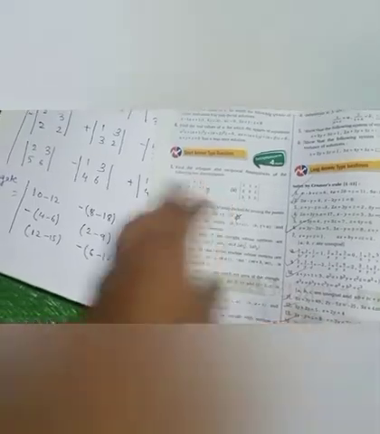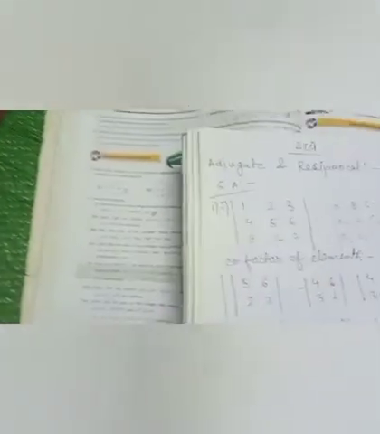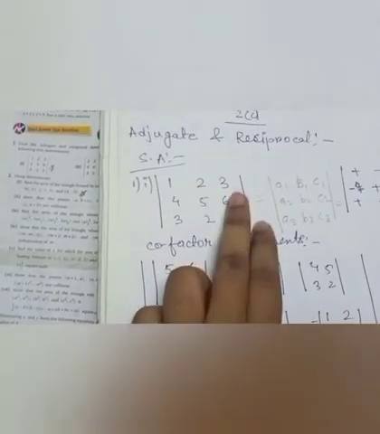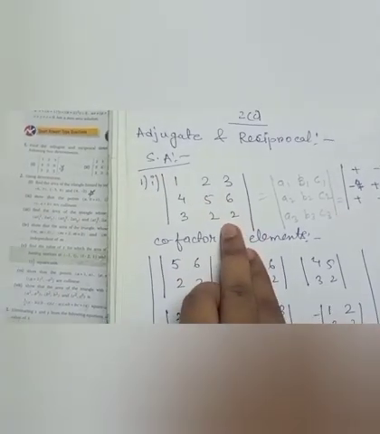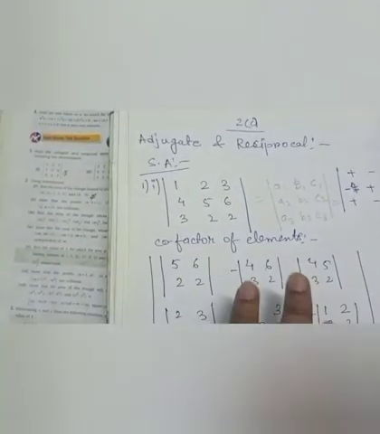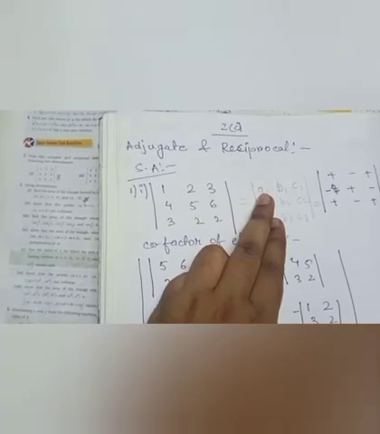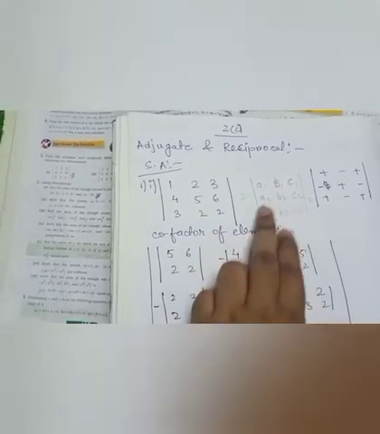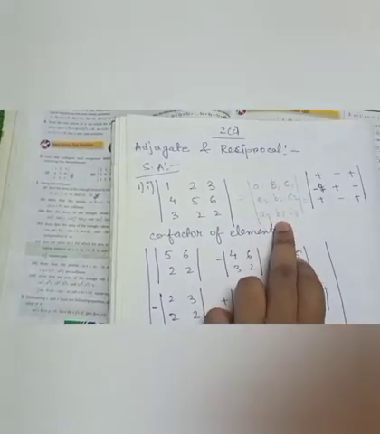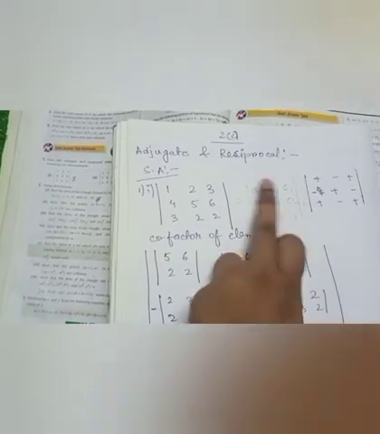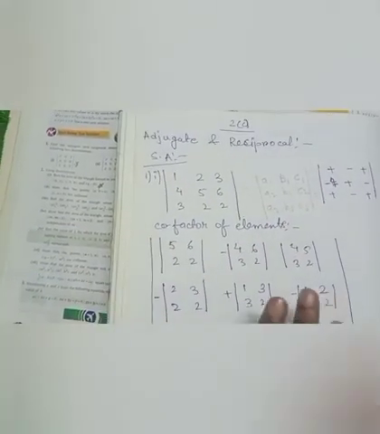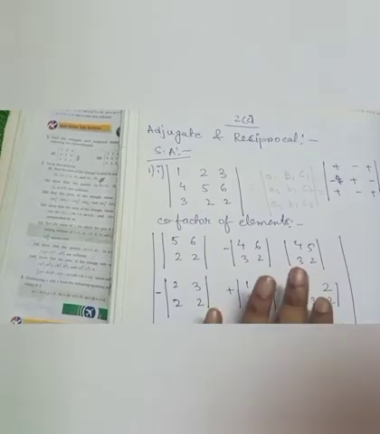Okay, so this given determinant I have written already. I have written already 1 2 3 4 5 6 3 2 2. See, for this one, what I am writing: a1 b1 c1 a2 b2 c2 a3 b3 c3. No need to write this one if you understand, but please, first for understanding I am writing this one.